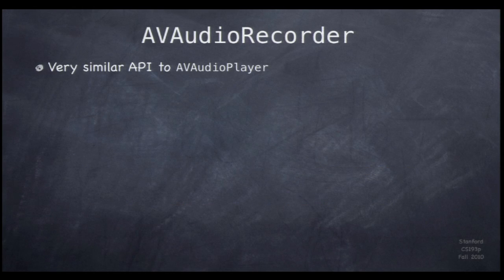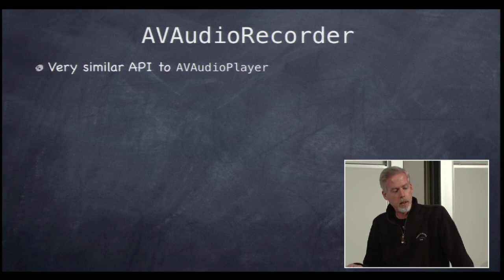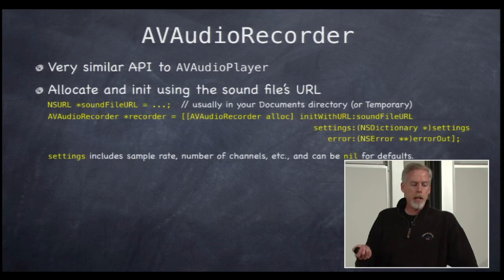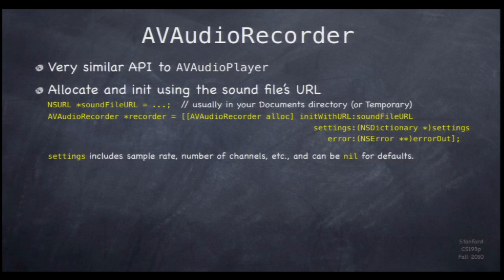And there's an analog, which is AVAudioRecorder, very simple to use, recorder style. Okay, same thing, you allocate and init it. Now, of course, here the URL that you're passing it is a URL that it's going to use to store the sound data that it's recording. Okay, recording usually off the microphone, could be the plug-in mic.